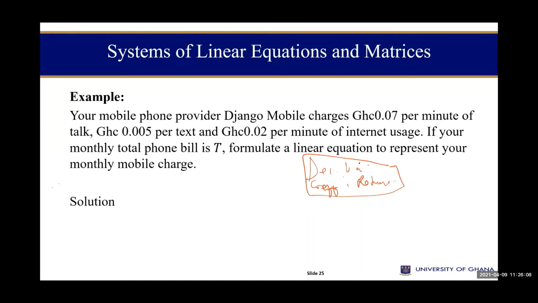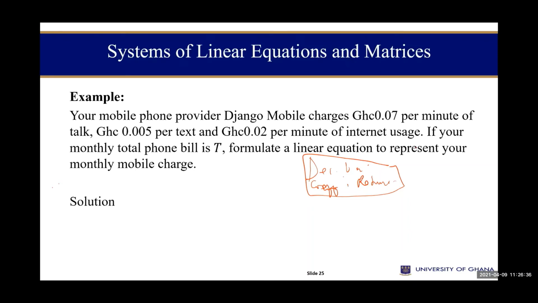So then, how many decision variables should we have? Three decision variables. Three, sir. Okay. Namely, talk, text, and internet usage. Great. X1, X2, and X3. Good. Three. So let's define them properly.